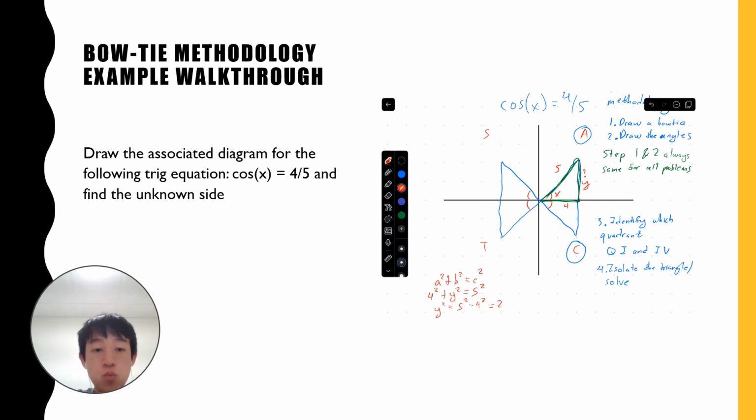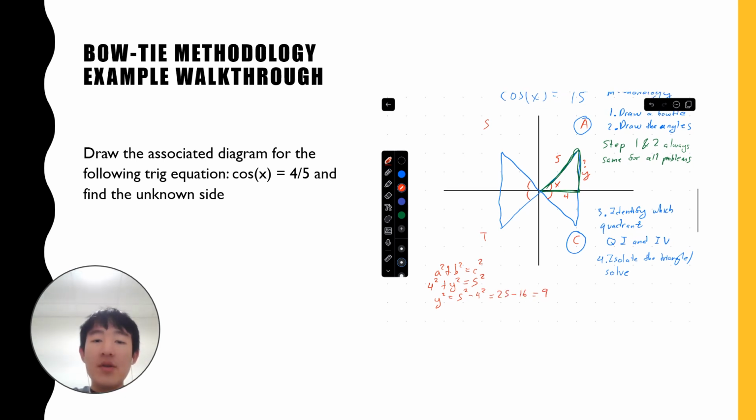And now we need to do one last step because we only have one answer, we can't have two, and that is to determine whether our vertical side is going to be positive or negative. And as you can see in our graph, the y value in quadrant 1 is going up. It's starting from the bottom and vertically reaching up. So that means our y value is going to be positive. So in this case, y is going to be positive 3.